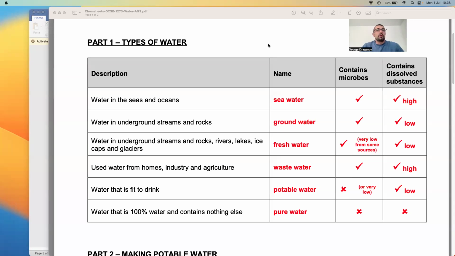Right, today's lesson, we're going to look at water. We call it water treatment and potable water. So first of all, we need to understand what different types of water are possible. And you can see that in red.